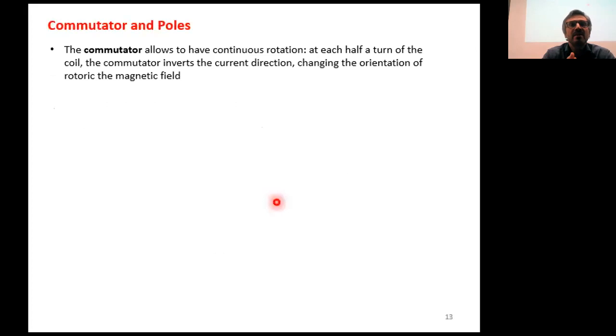And the element that does this is a commutator. So each half turn of the coil, the commutator inverts the current direction, as you saw in the animation, changing the orientation of the rotoric magnetic field that will be continuously tracking the constant one from the stator. So you think about changing the direction of the current will flip the magnetic field, and the south becomes the north, and the north will become the south, and then you can continue turning this way.